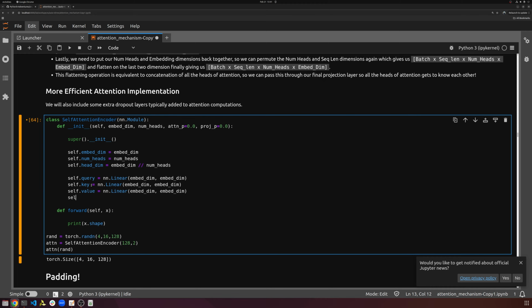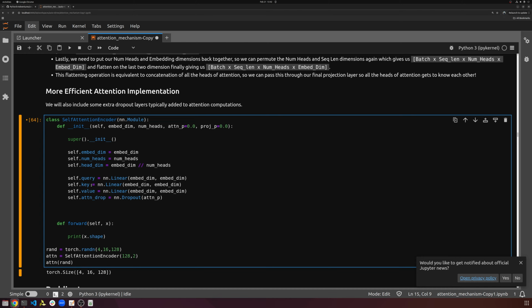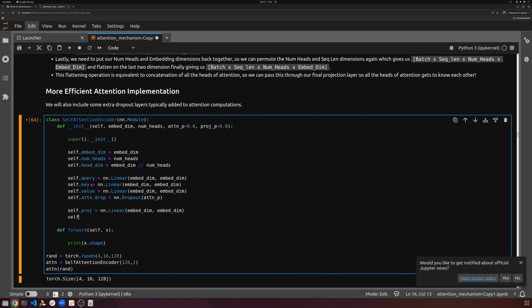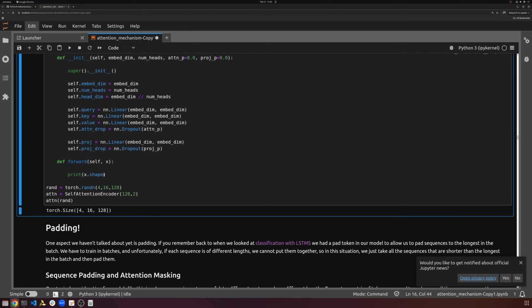We're also going to throw in here a self.attention_drop. It is going to be nn.Dropout, just a regular dropout layer with this dropout probability. We also need a self.proj. The projection layer is nn.Linear, just like before, right? Nothing new. It's going to take embedDim in and embedDim out, because this is going to get the heads to know each other, right? And then we're going to do self.proj_drop is equal to nn.Dropout with proj_p. So there we go. Nothing crazy.